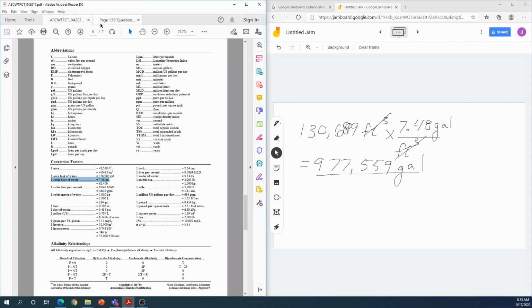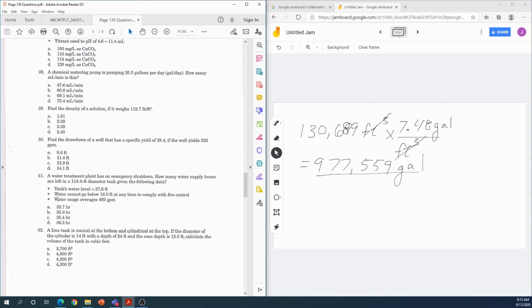So we also know that our average water use is 483 gallons per minute. So let's take our storage of 977,559 gallons and divide it by our water use, 483 gallons per minute. I'm dividing by the 483 because I want my gallons on the bottom to cancel, since it's gallons per minute.